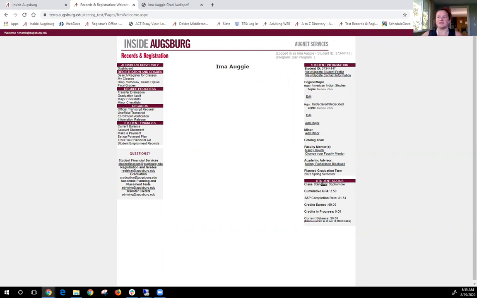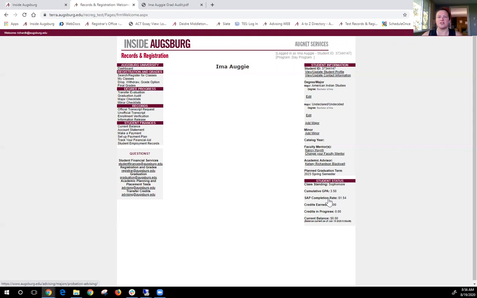Moving on to student status, class standing, self-explanatory. Cumulative GPA is next here, and this only takes Augsburg terms into account. You get to start over fresh, start over new here at Augsburg. SAP completion rate relates to academic probation. So IMA Augie here has a completion rate of 81.54%. You will need to watch this on your account. If you fail or withdraw from classes, it affects this number here. If this number falls below 66%, that means you will be placed on academic probation and you will have to work closely with your academic advisor to get off probation so you can stay here at Augsburg.